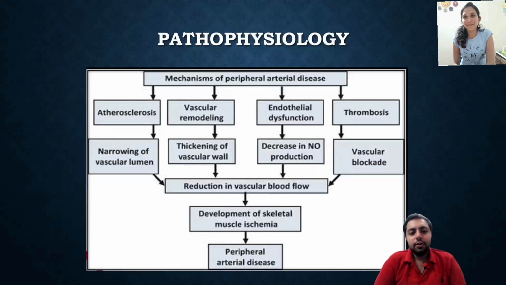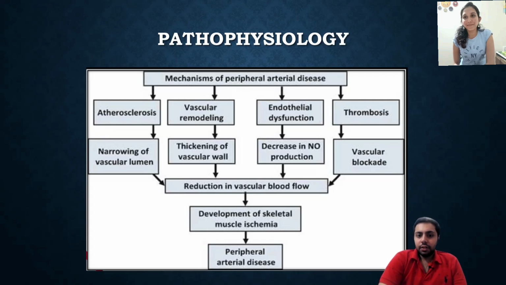Then again the pathophysiology. So we have all these mechanisms. First is atherosclerosis. Again, it will cause lipid accumulation and all that. Again, it will cause narrowing of the lumen, reduction in the vascular blood flow, and ischemia and PAD. Then we can have vascular remodeling, thickening of the vascular wall, and calcification can occur. In case of smoking and all that, it happens.